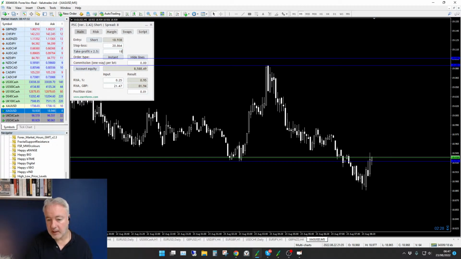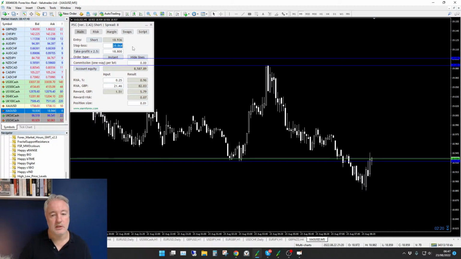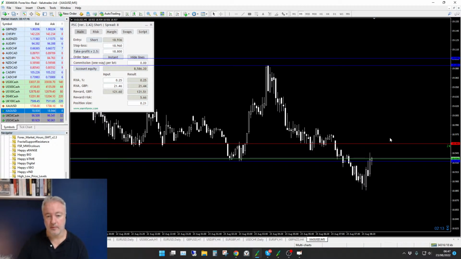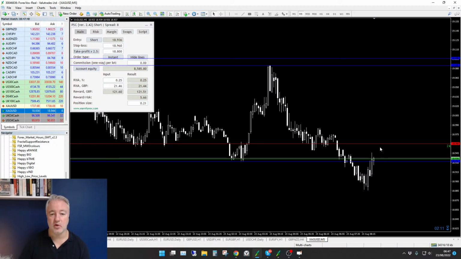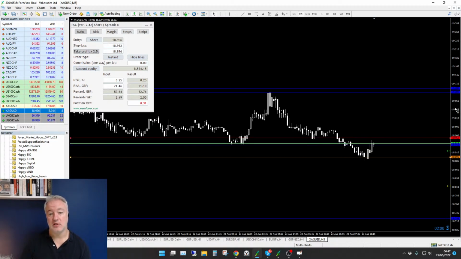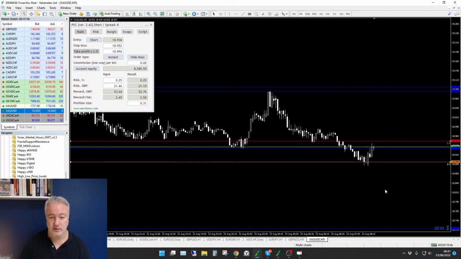We'll go to 18.8 and stop loss will be 18.9.5. So there we go. Okay, stop loss above the level of support here. Targeting, let's say 2.5 to 1. Well, that's actually interesting because we've got all the room to go down there if this carries on down. So let's have a look at this.